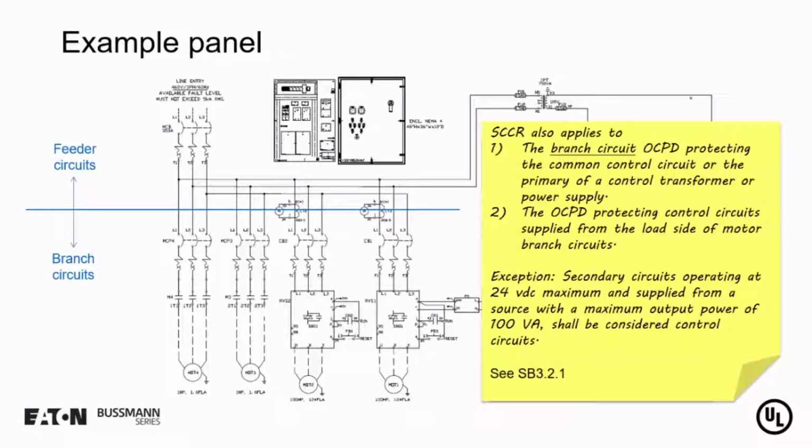In some cases, we might tap off of the load side of the branch circuit overcurrent device and create a single control circuit for a given single branch circuit. In those cases, the overcurrent device can be either branch circuit or it can be supplemental protection, but in either case, it does affect the assembly SCCR. And there's also an exception noting that if we do supply a power supply, provided it's 100 VA or less with a 24 volt maximum secondary, then that is also control power.